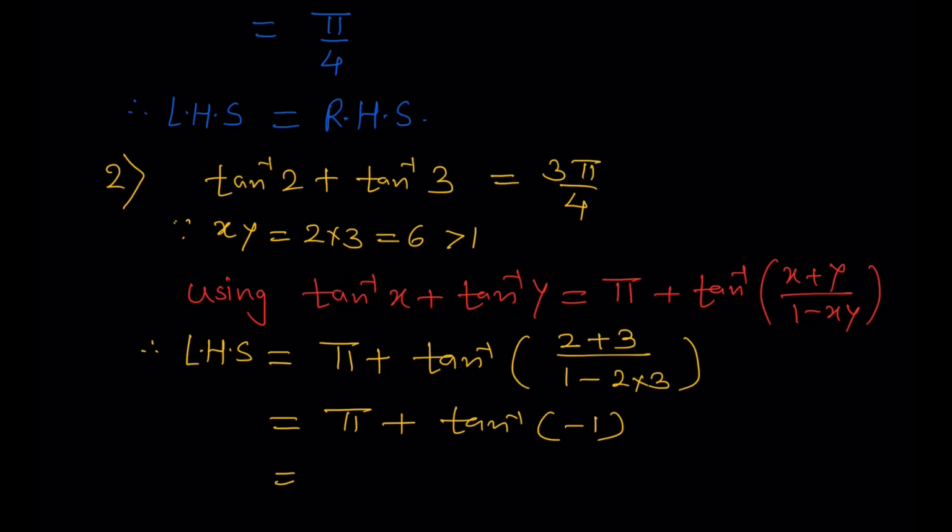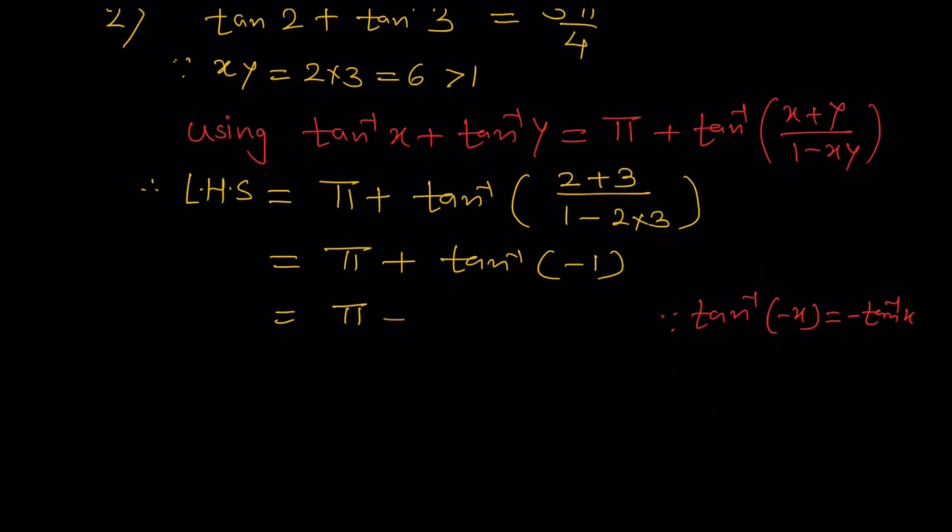That is equal to pi plus tan inverse of minus 1. Now we have this property: tan inverse of minus x is equal to minus of tan inverse x. Therefore, we get pi minus pi by 4. This is nothing but minus of tan inverse 1.